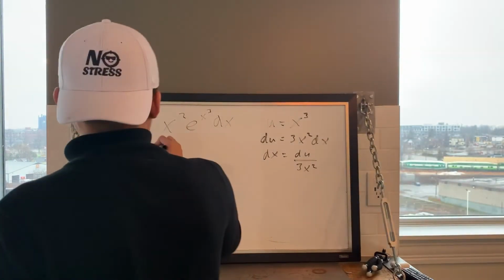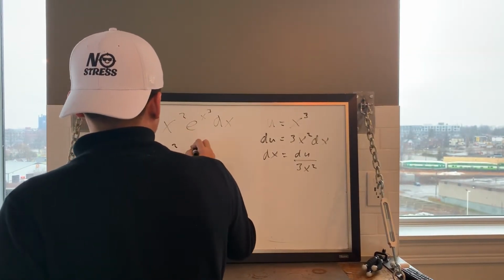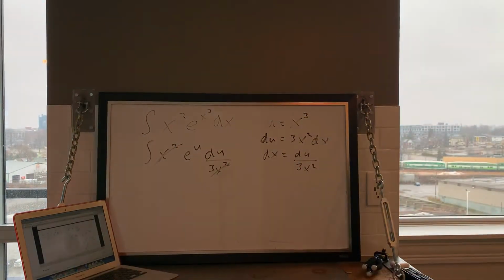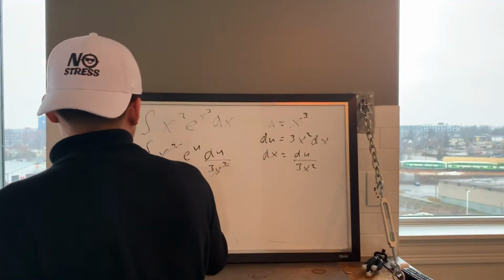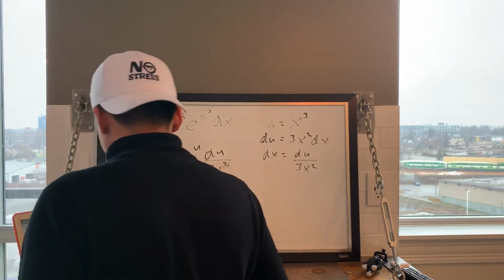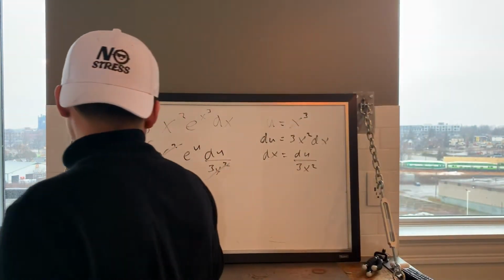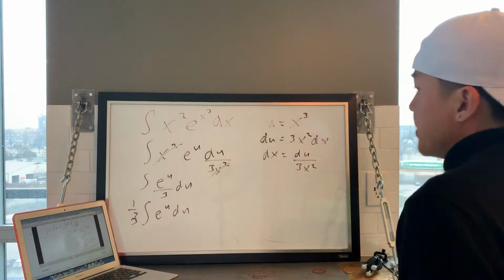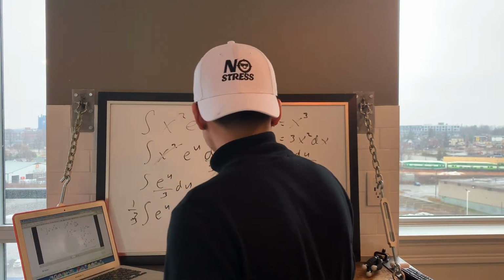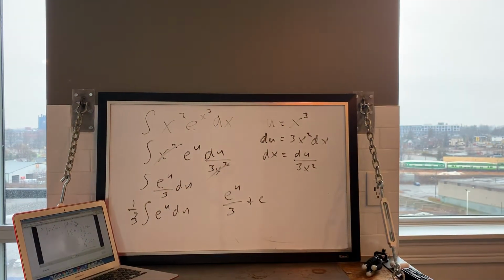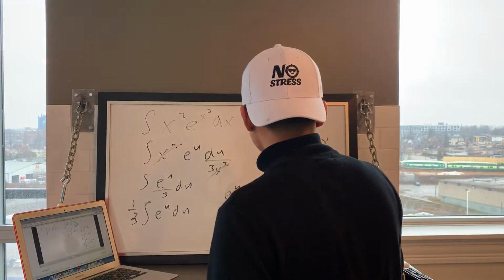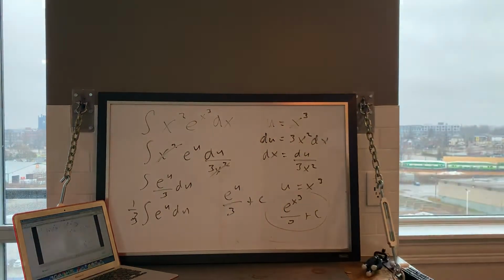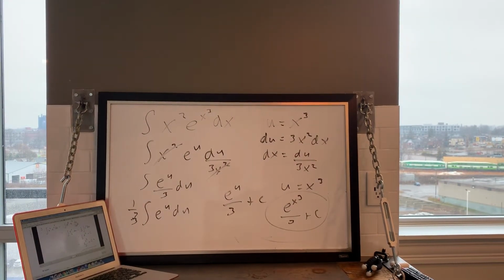Sweet. So I can rewrite this as x squared e to the u du over 3x squared. These x squareds cancel. What I have is now the integral of e to the u du over 3. I can pull that constant out front. And we know the integral of this would just be e to the u. So this would be halfway to the final answer. But now sub back in what u equals. u equals x to the 3. So e to the x to the 3 over 3 plus c would indeed be your answer for this integral, based on U substitution.